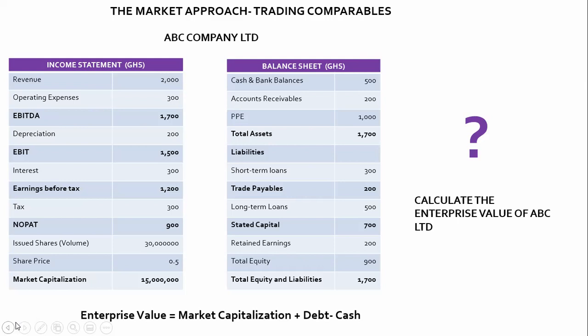Before we go on, let me quickly run you through how it is done so you have a feel, then we can move into Excel. When it comes to the trading comparables method, you are determining the value of the company using valuation metrics of other public companies that are traded on a stock market. So how is it done?